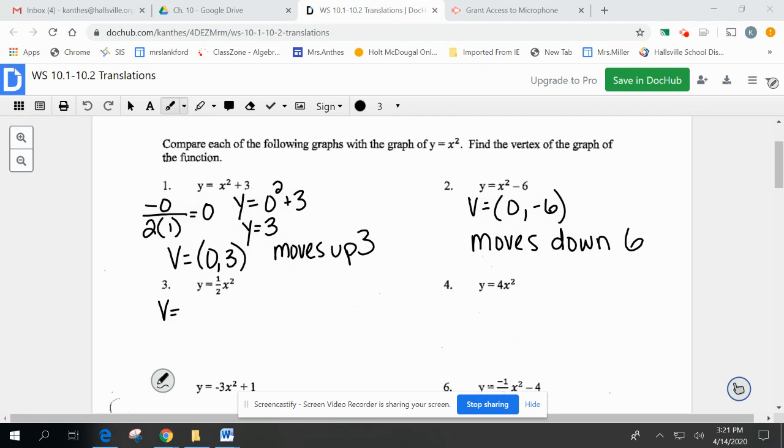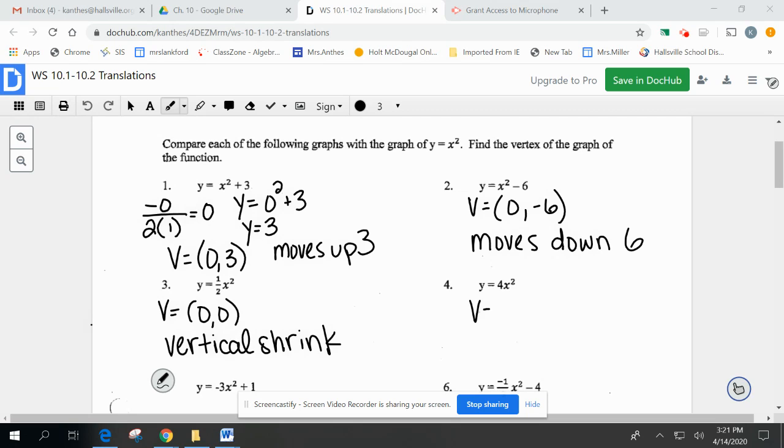Okay, so here pause and do your vertex. For your vertex, you should get 0, 0. And then that 1/2 in the front, it does the same thing when we've worked with this before. So if you have a fraction as your coefficient in front of x squared, that would cause a vertical shrink. I should say a number between 0 and 1 is going to cause a vertical shrink.